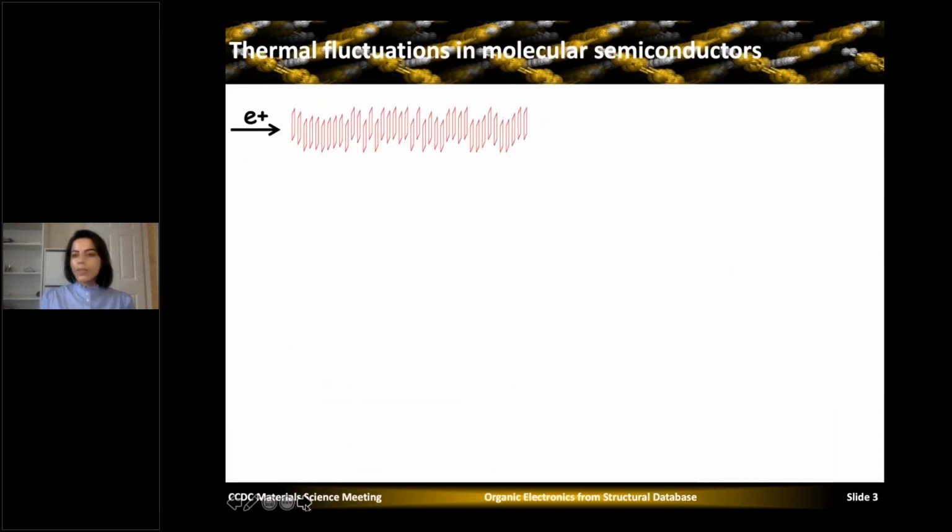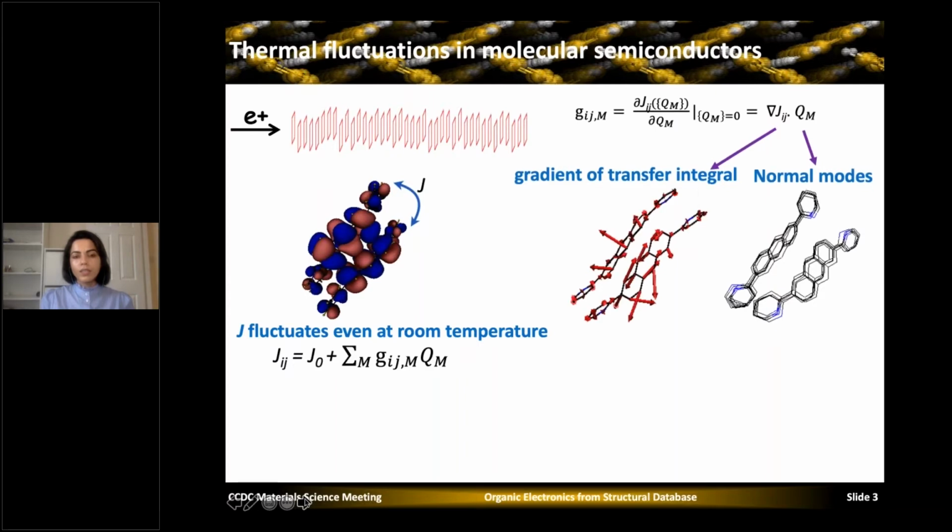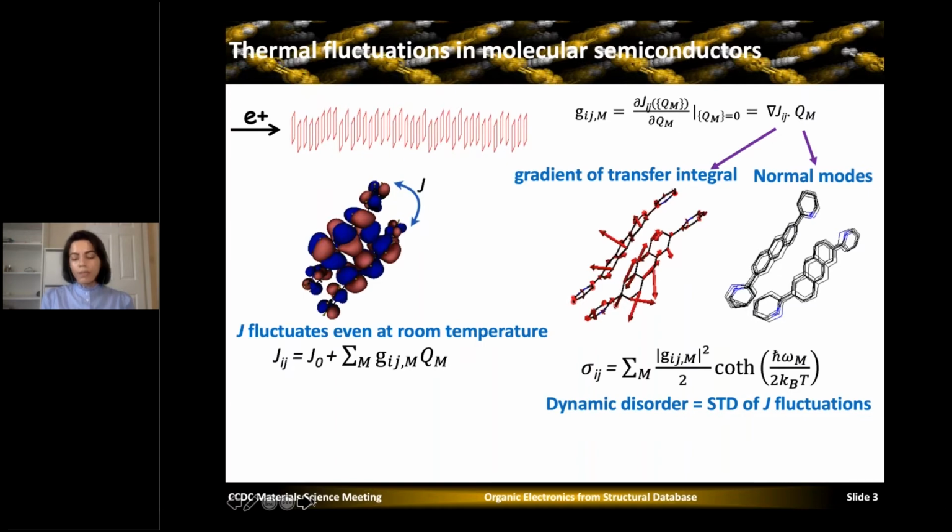So basically, in molecular semiconductors, molecules are held together by weak van der Waals forces. So there are large thermal fluctuations even at room temperature. These fluctuations are called dynamic disorder. The charge transfer integral strongly depends on the relative position of the molecules. Therefore, in the presence of such fluctuations, it gets modulated. So it's quite important to quantify the amount of these fluctuations. And to do so, we need to compute the non-local electron-phonon coupling, which itself is a dot product of the gradient of the transfer integral and the normal phonon modes. And by having this parameter, we can simply compute the dynamic disorder, sigma.